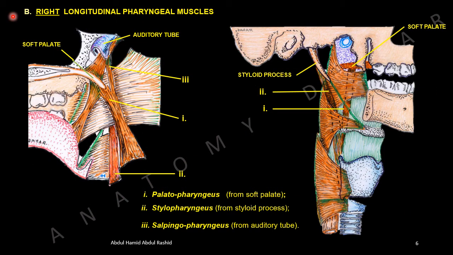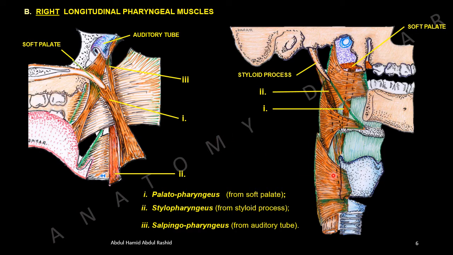Longitudinal muscles, they are the inner group of pharyngeal muscles. We have two diagrams here. This is the lateral wall looking from inside, medial view. This is the lateral wall looking from outside, lateral view. Let's see the structures here. This is the auditory tube. This is the soft palate. And this is the pharyngeal region. In this diagram, here is the soft palate, and here is the styloid process. This is the pharyngeal region.